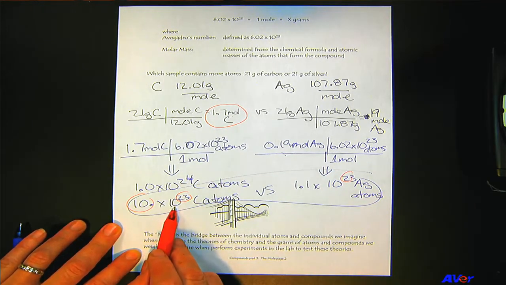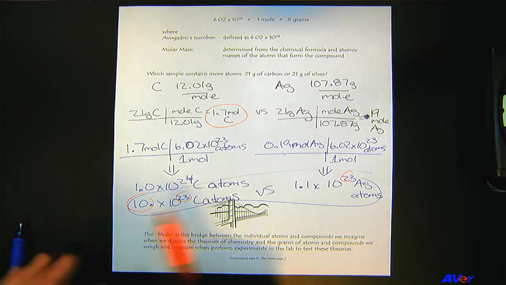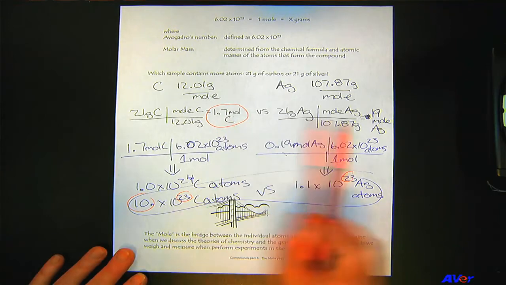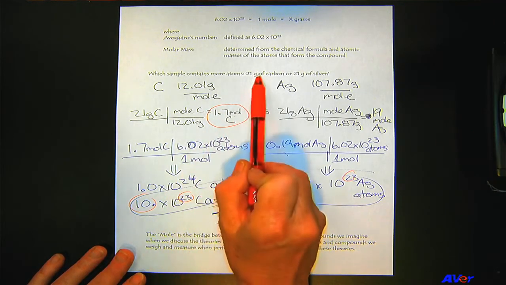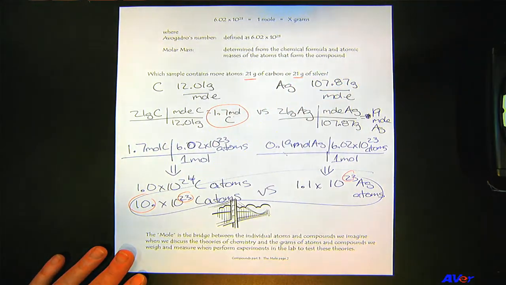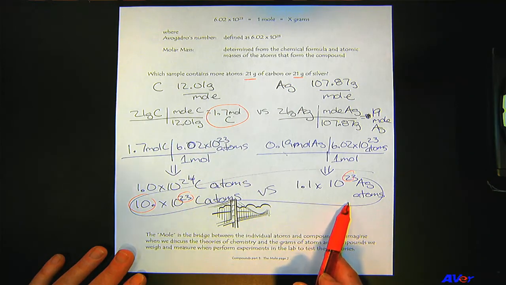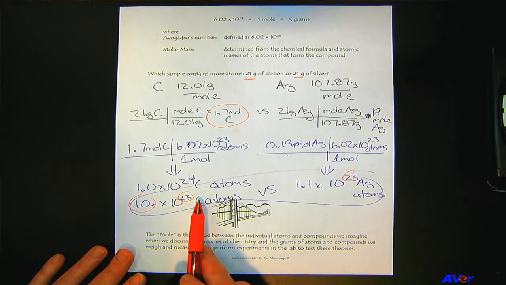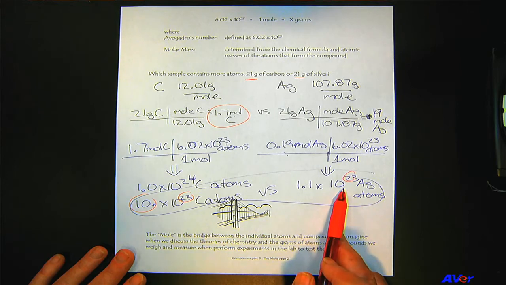So I probably belabored the point a little bit, but I really want to emphasize this. We can compare moles of a substance, or we can compare atoms of a substance chemically. That is chemically sound. Notice we cannot compare by mass. Both samples were 21 grams, so the masses were the same, but chemically they had different amounts of substance. So if we wanted to do reactions, we have a lot more atoms of carbon available than we do silver.